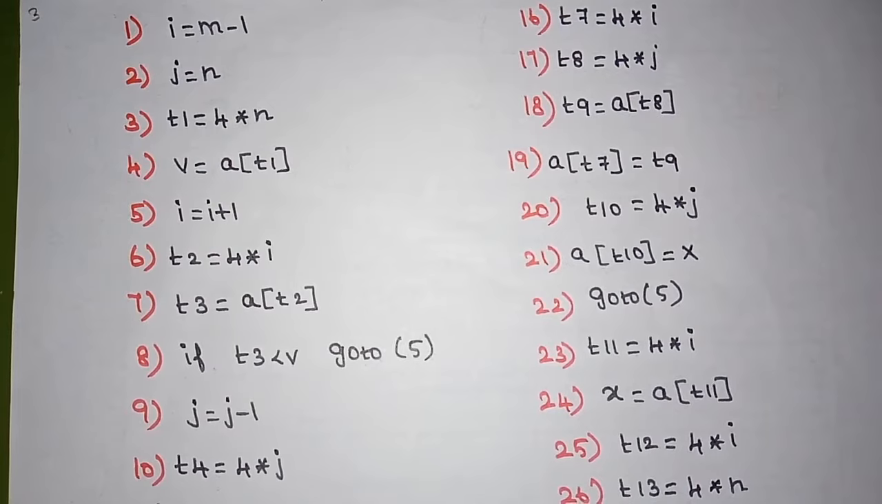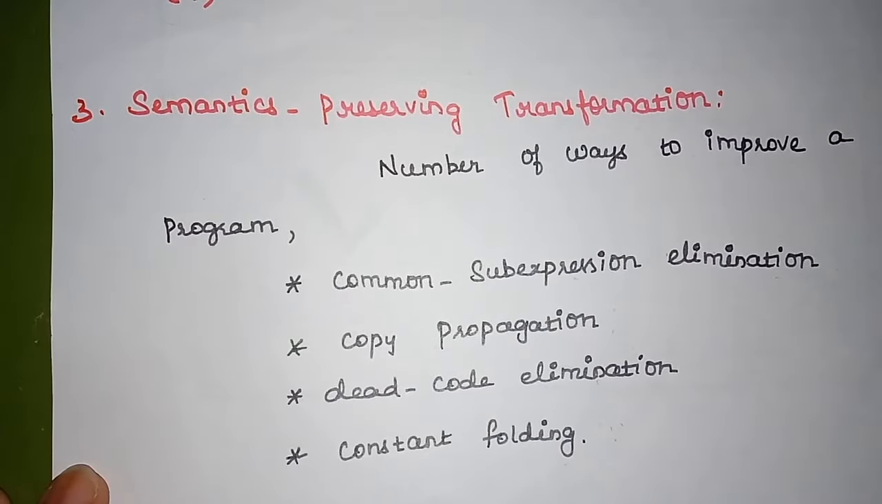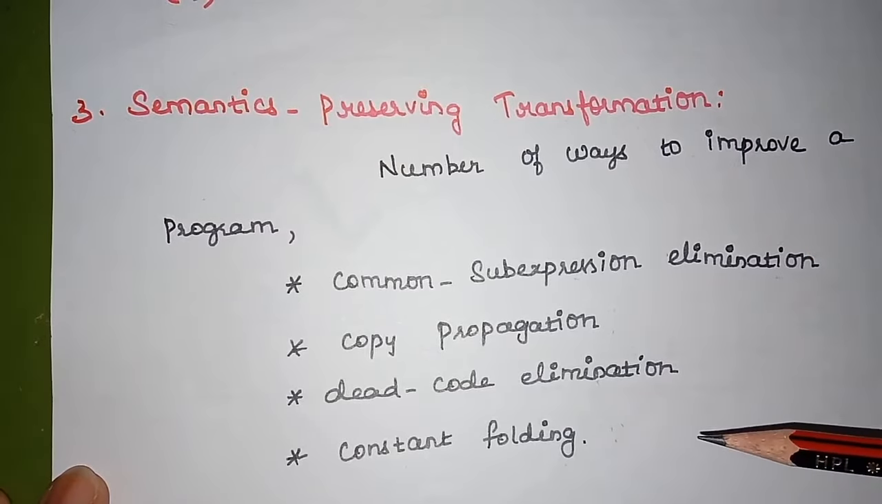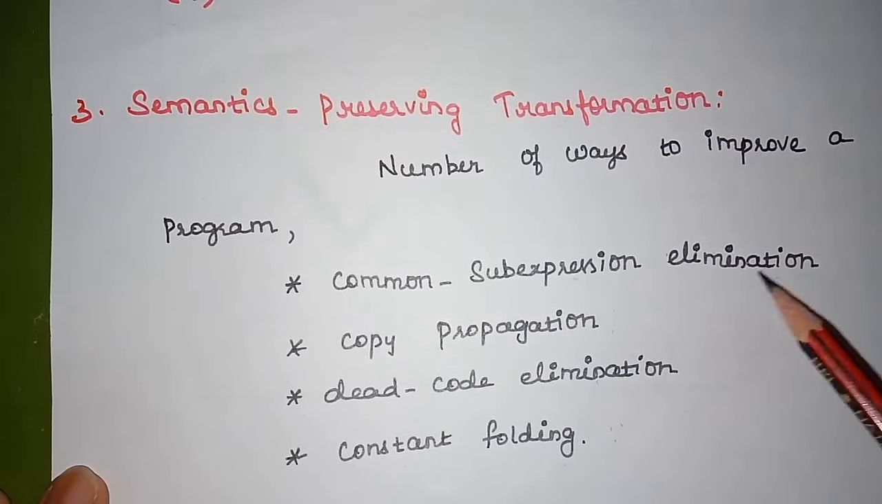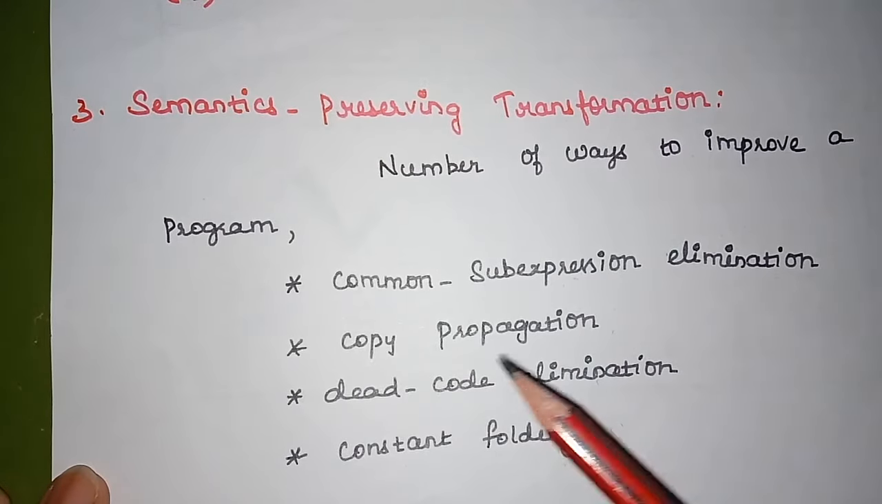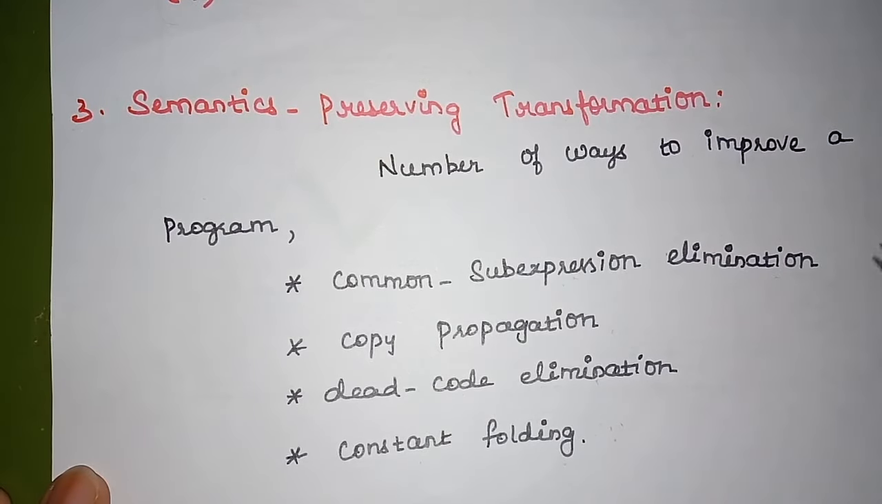We will take this three address code and try to find the flow graph for it, and with that flow graph we're going to do a global optimization, and we'll discuss the transformations that we can apply to that code in order to optimize it. These are some of the semantic preserving transformations that we can use to improve the program. The first one is common subexpression elimination, and the next one is copy propagation, then dead code elimination, and finally constant folding. We'll see what these are with the example.